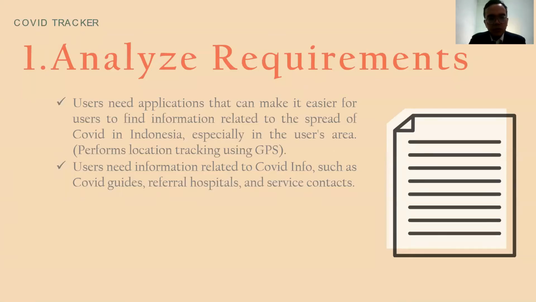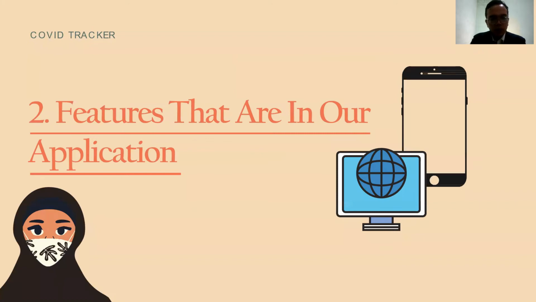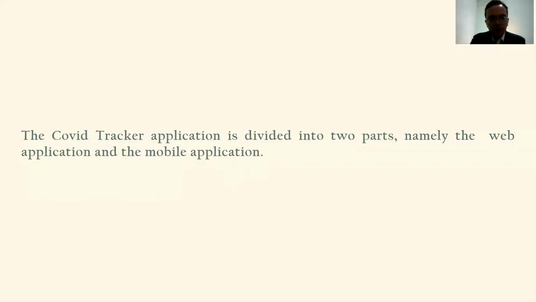First, analyze requirements. Users need applications that can make it easier to find information related to the spread of COVID. Users need COVID info such as COVID guides, referral hospitals, and service contacts. Second, features that are in our application. The COVID tracker application is divided into 2 parts, namely the web application and the mobile application.